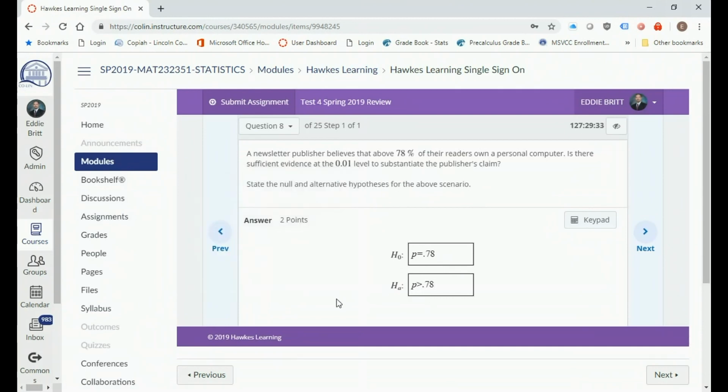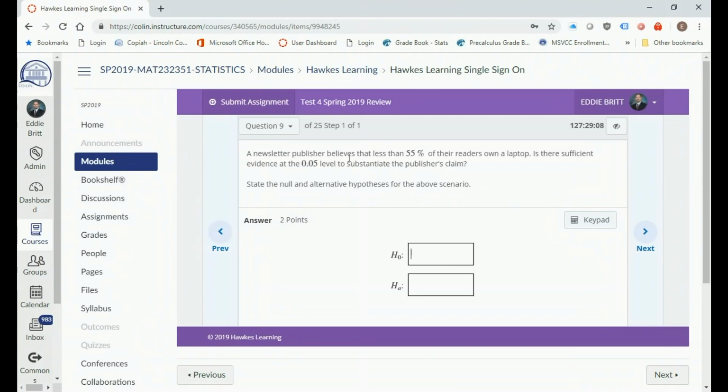All right, I know you don't have to know this, but since the alternate hypothesis is greater than, that means it's right-tailed. So if we were performing a hypothesis test here, we would have to take that into consideration when we were making our decisions about our hypothesis.